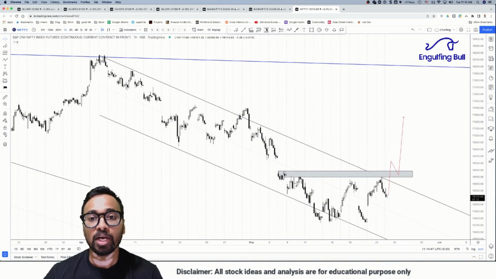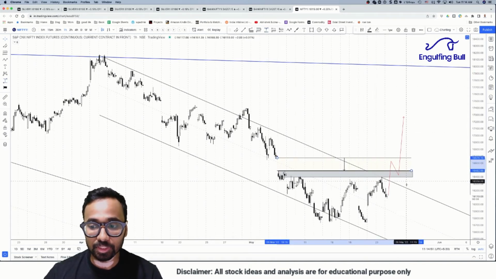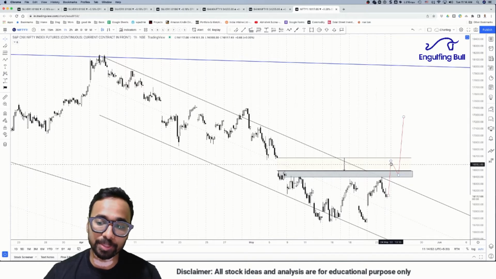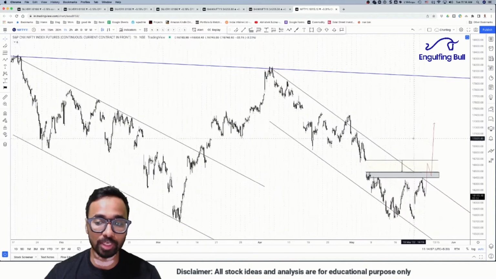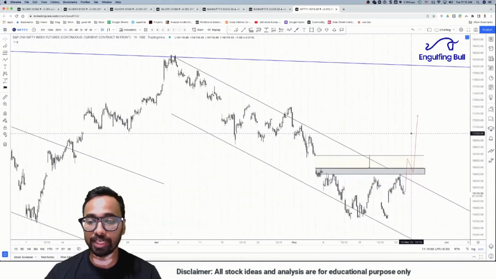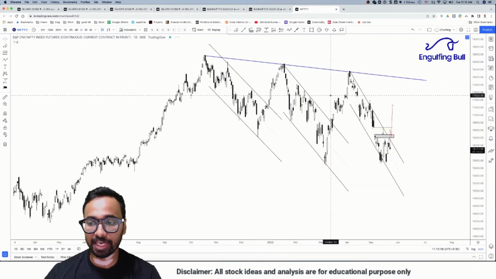All right, also there is a nice gap here. It is very important that it breaks out, tests, and exhausts this gap and then goes up. Very important that you understand how this is working. Okay, so let's go back to the daily chart again.